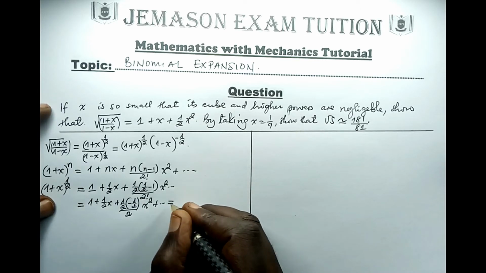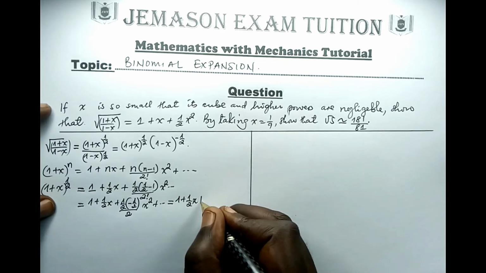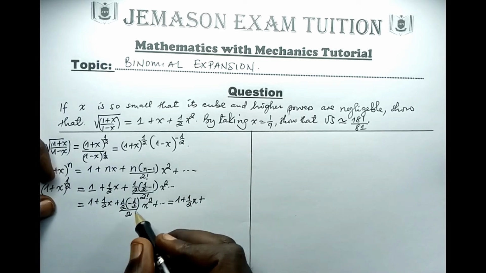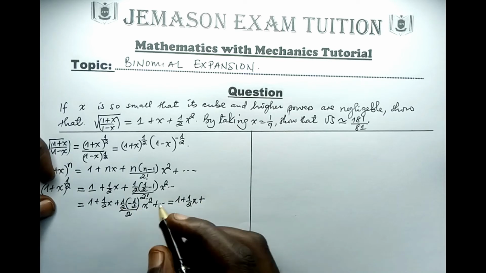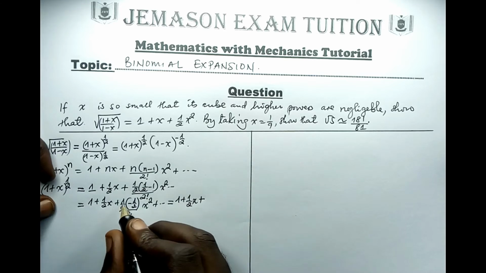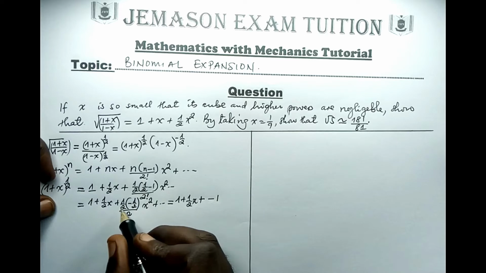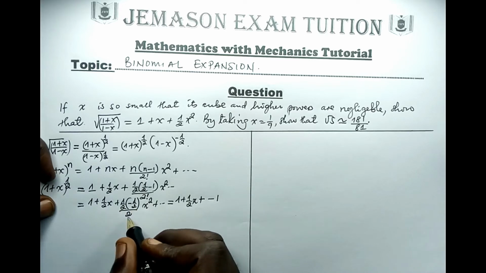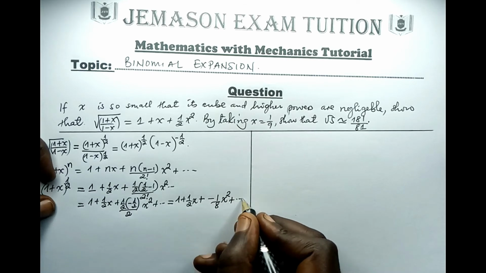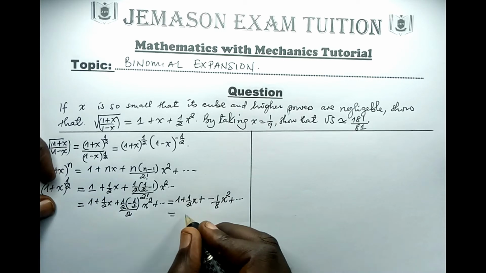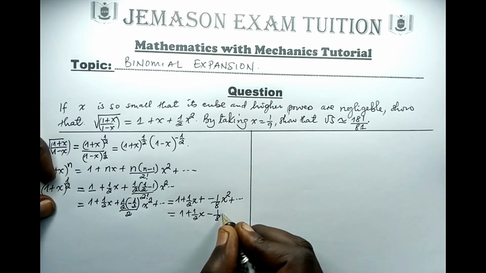This should be equal to 1 plus half x plus, in order to evaluate this, especially where there are fractions, we first multiply the numerators. We have positive 1 times negative 1, which gives negative 1. Then we multiply the denominators. We have 2 times 2 times 2, which gives 8. Then x squared. So this is 1 plus half x minus 1/8 x squared.